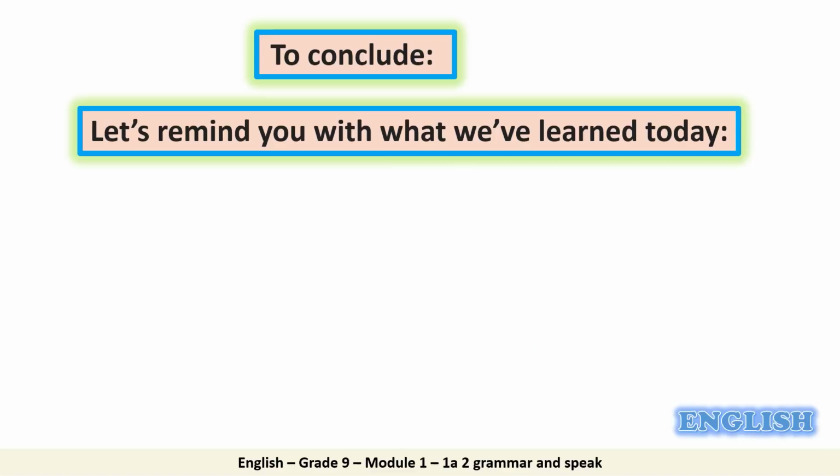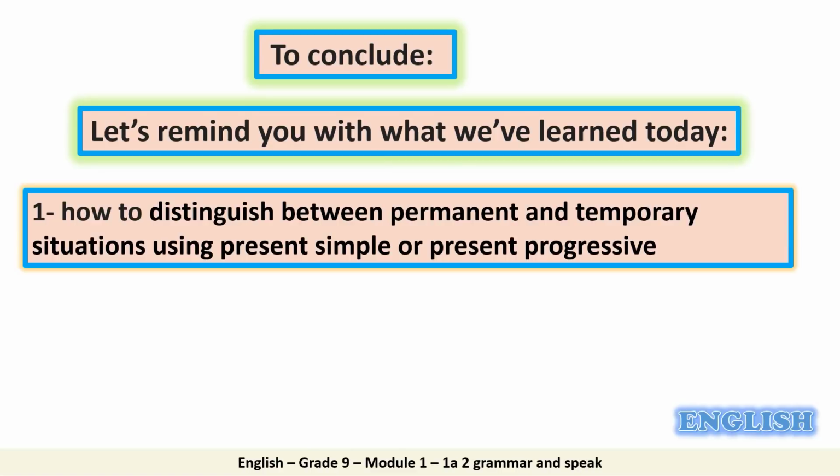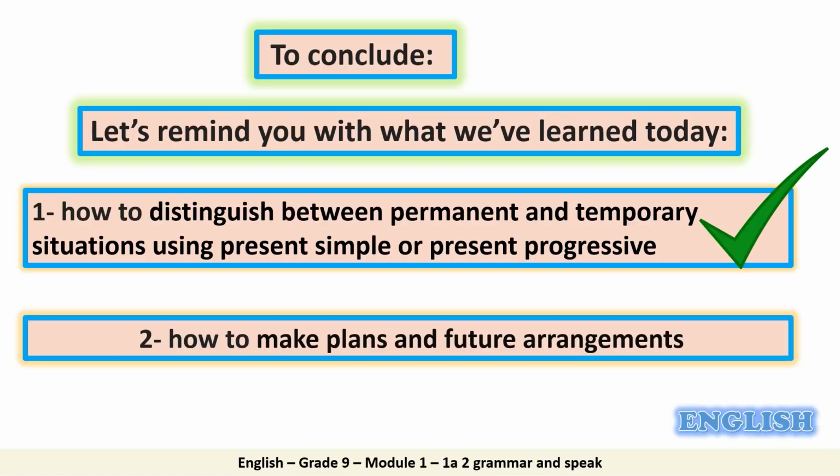To conclude, let's remind you with what we've learned today. 1. How to distinguish between permanent and temporary situations using present simple or present progressive. 2. How to make plans and future arrangements.